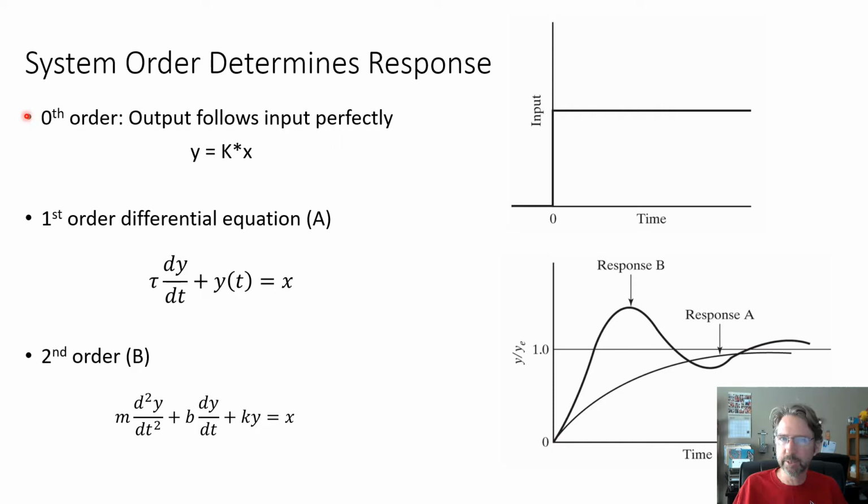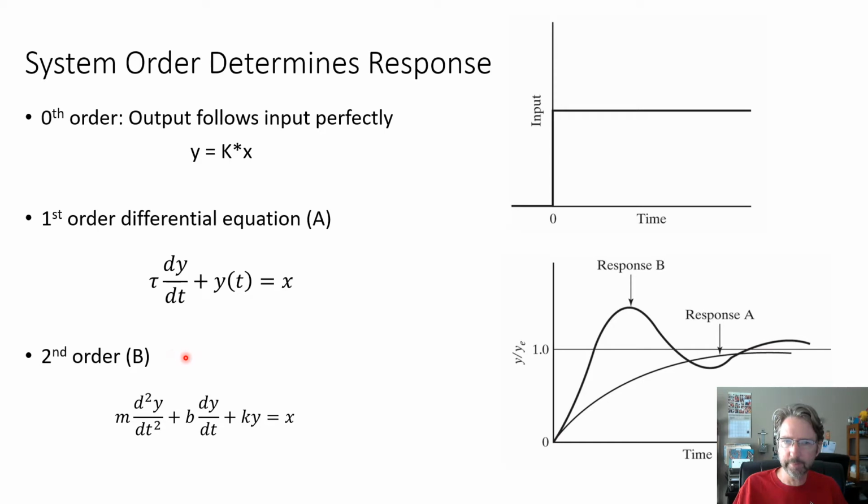So a zeroth order system, the order refers to the order of the differential equation. So no derivatives is zeroth order. That's just following. So if we change x, the output y changes instantaneously. A first order system has a first derivative in it. And so that response typically looks like this, exponential growth.